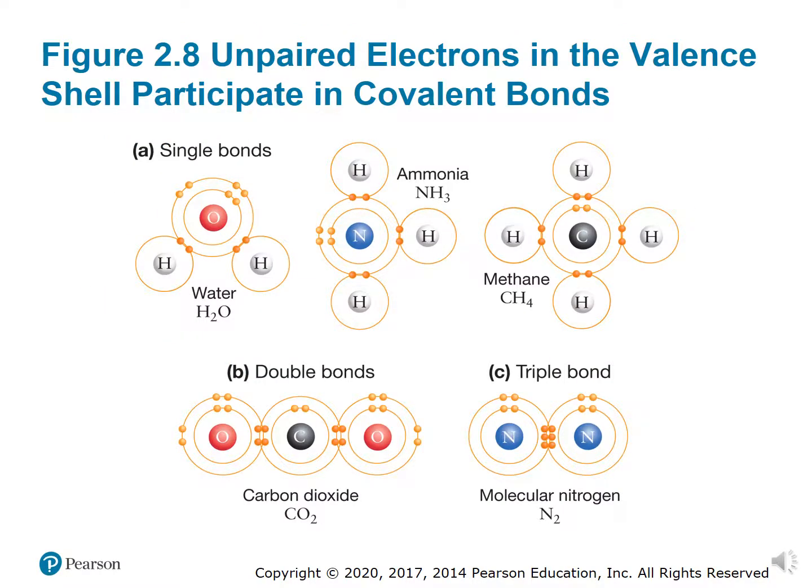In figure 2.8, you can see some examples of single bonds, double bonds, and triple bonds. Water and ammonia, NH3, are classic examples of single bonds. But look at CO2, carbon dioxide. Notice carbon is sharing 2 pairs of electrons with oxygen, forming double bonds. And look at nitrogen gas. Nitrogen gas is actually sharing 3 pairs of electrons, and so these 3 pairs make up 6 electrons total for a triple bond.